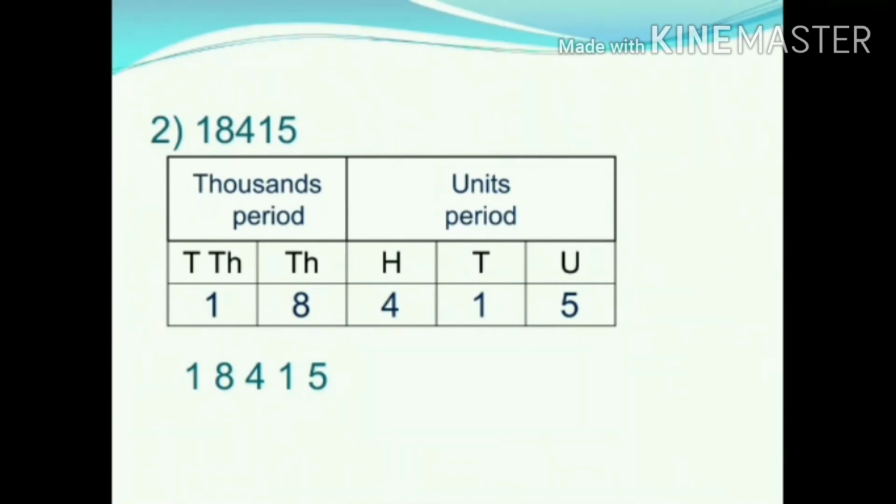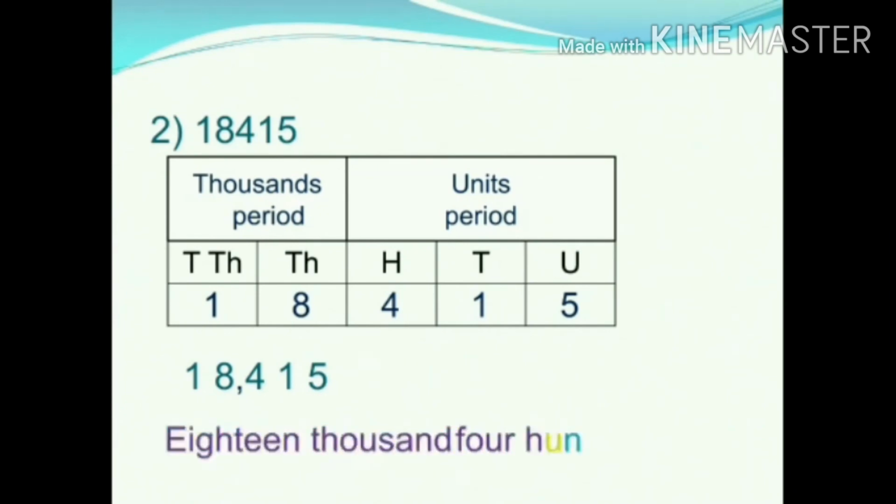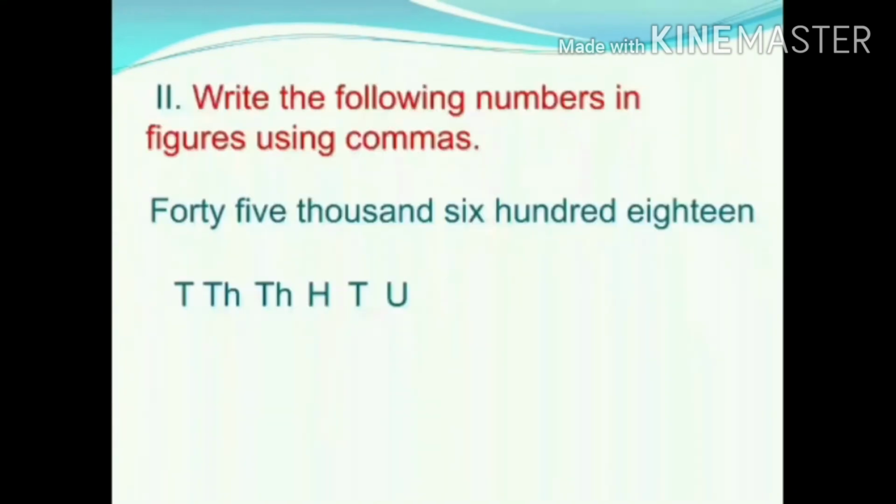Now we will put commas. We put a comma after each period. This means the first comma is put after the hundreds digit. In the hundreds place we have 4. So we will put a comma after 4. Now we will write it in words: 18,415.